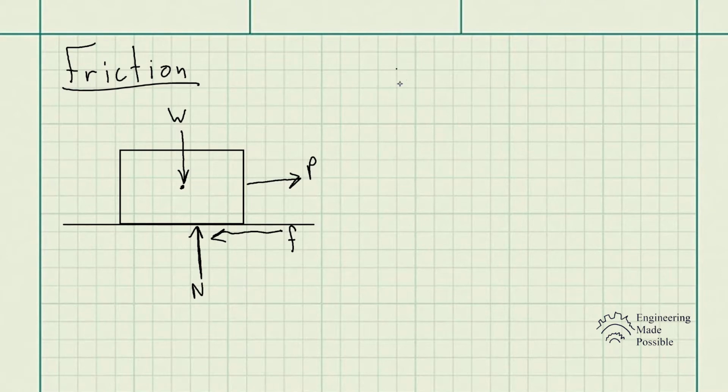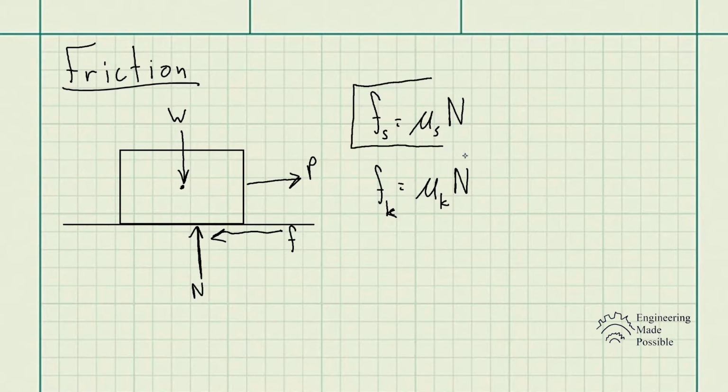A few things you need to know: there is what's called static friction, as well as kinetic friction. So here are the equations. We have the static friction force equal to some coefficient mu of s, known as the coefficient of static friction, times the normal force. And the kinetic friction is equal to the coefficient of kinetic friction times the normal force. So here are the two equations that you're going to be using.